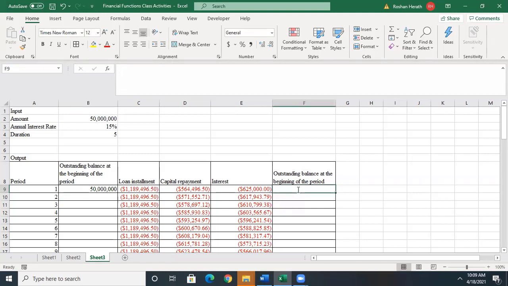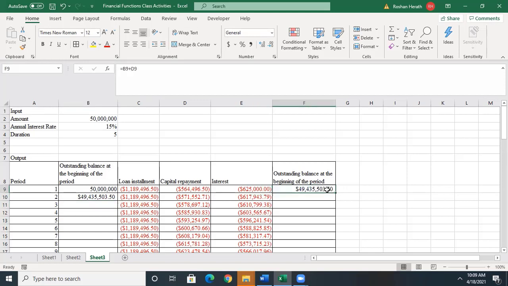The outstanding balance at the end of the period, most importantly, from the loan, you must deduct, since it's a minus, you can add the capital repayment. So this is the outstanding balance at the end of the period. Then that's going to be the outstanding balance at the beginning of the next year. The balance as at 31st December, let's say, is going to be the balance at 1st of January.